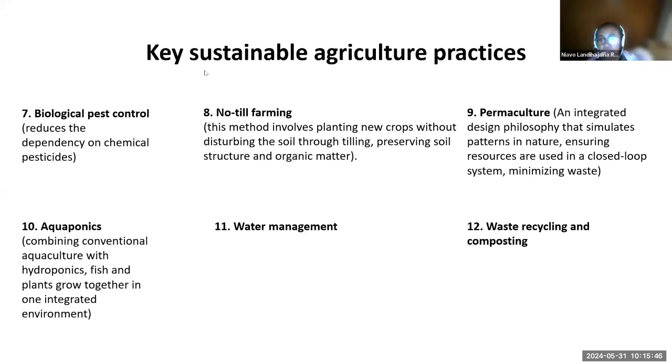Permaculture is an integrated design philosophy that simulates patterns in nature, ensuring resources can be used in a closed system, and it minimizes waste. Aquaponics is really famous, especially in developed countries, because the cost is higher and it needs higher equipment, but it also helps ensure an integrated environment, water management, and waste recycling and composting.